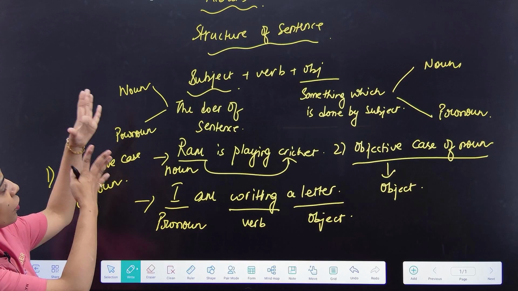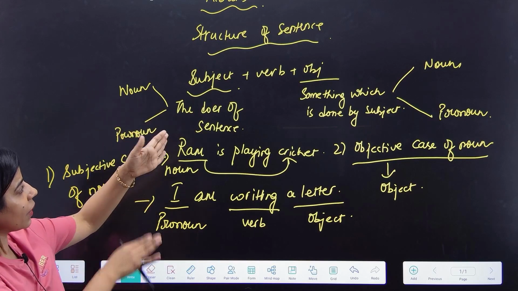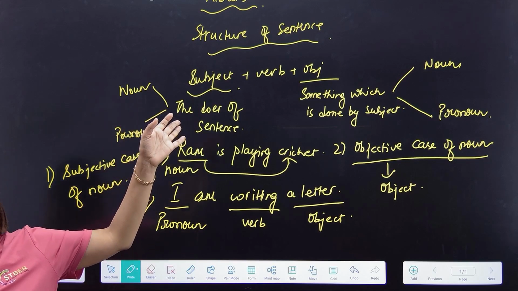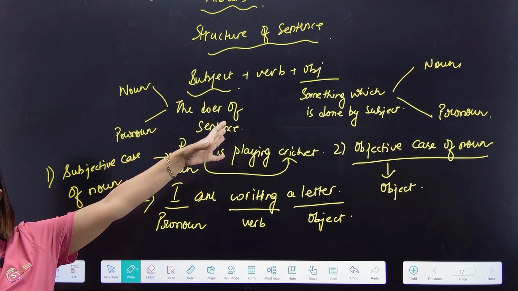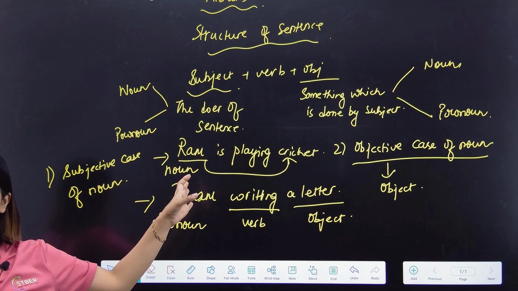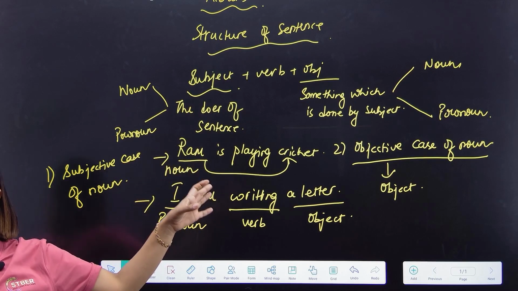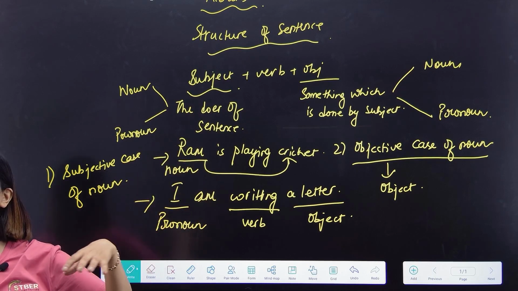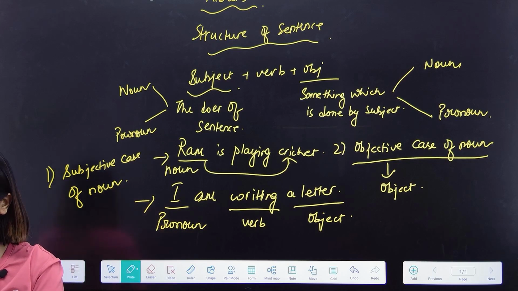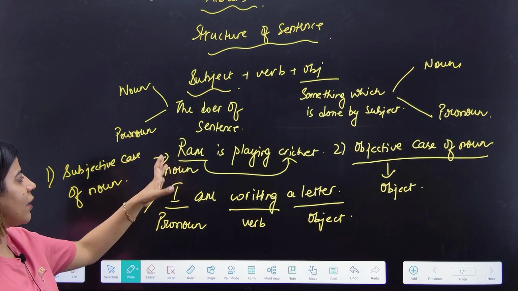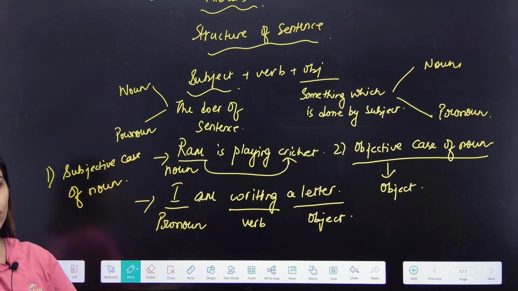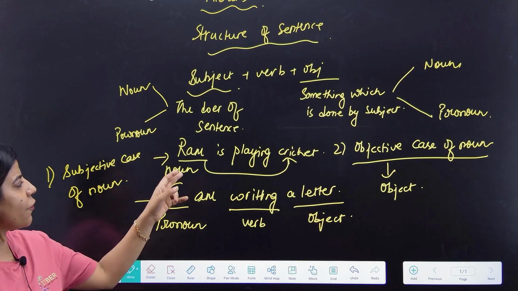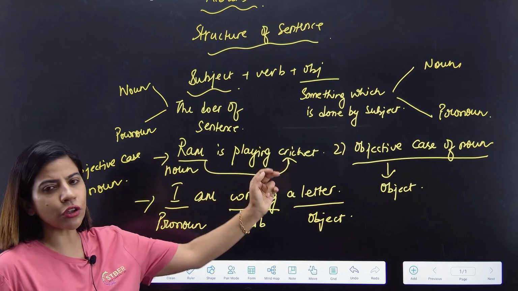That is why I introduced the whole concept from the very beginning, that what is the structure of a sentence? The structure of a sentence includes subject, verb, object. Subject is the doer of the sentence. Verbs are the action words, and object is something which is supposed to be done by the subject. Clear till here? So subject is either a noun or a pronoun. Ram is a noun, I is a pronoun, but both are doing the action. In the first sentence, Ram is doing the action of playing cricket.